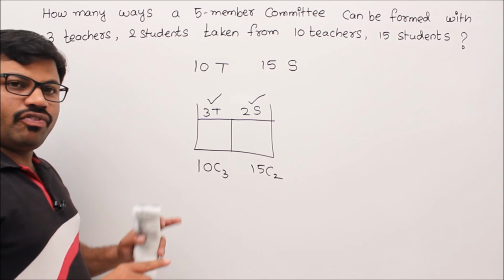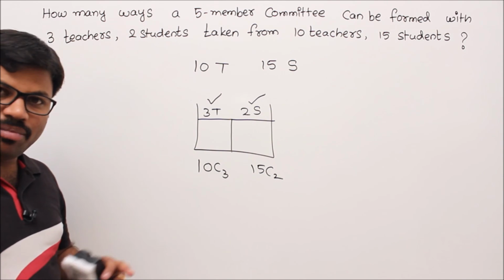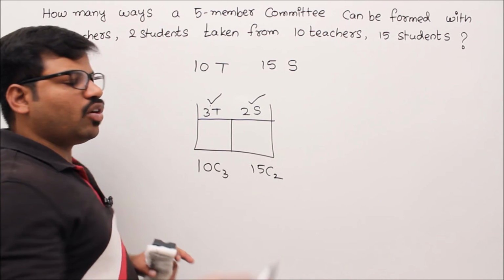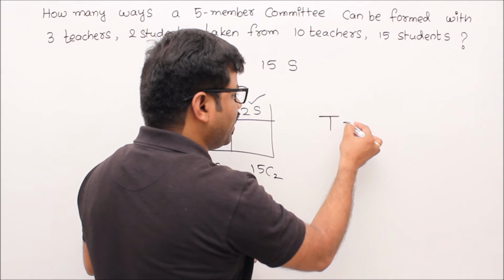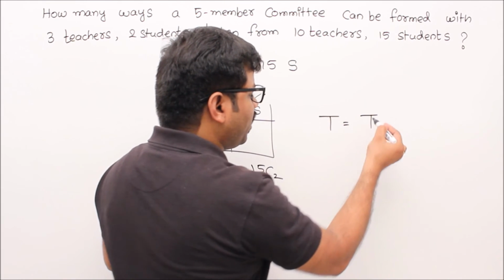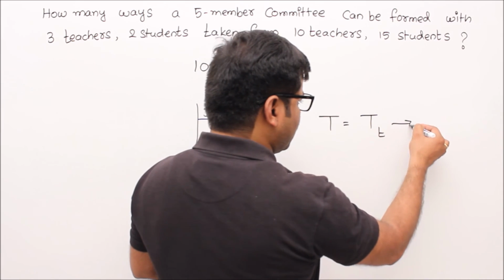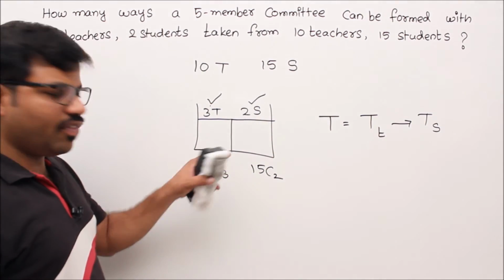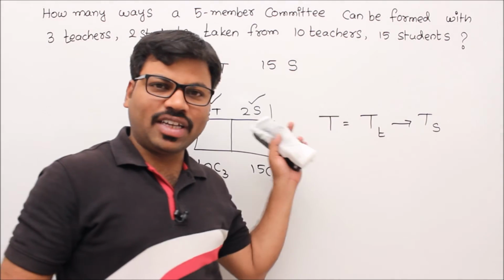Now, any 5-member committee with 3 teachers and 2 students can be formed by selecting any random 3 teachers followed by random 2 students, correct? So this is the task sequence behind it. Forming a committee can be done by selecting teachers followed by selecting the students. Whenever I do these 2 tasks, I always end with a committee.